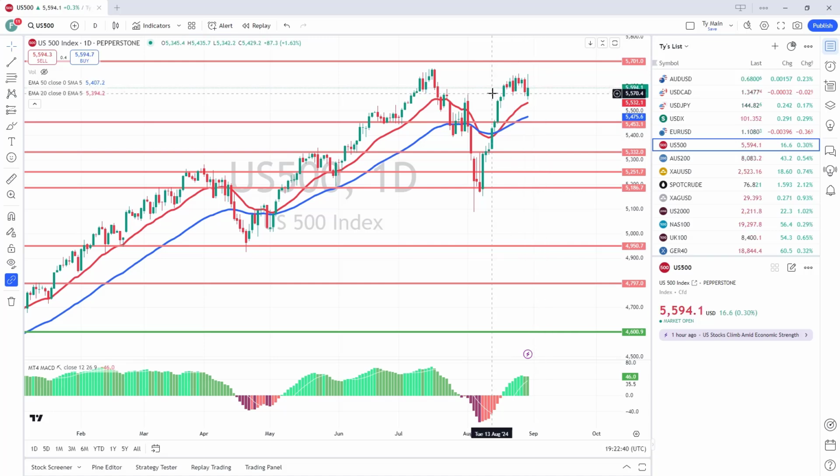Hopefully you're able to get some good trades this week. We've seen some fantastic opportunities and some really good support and resistance hold up. So hopefully you're able to take advantage of some of that.